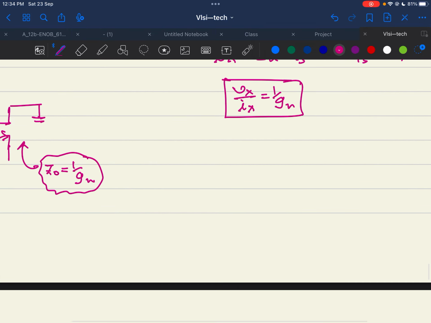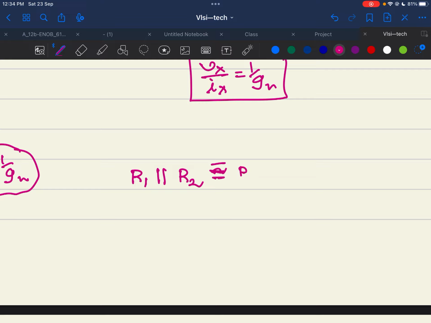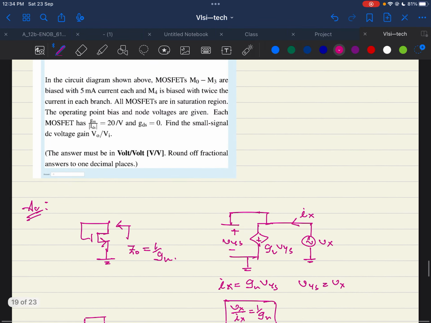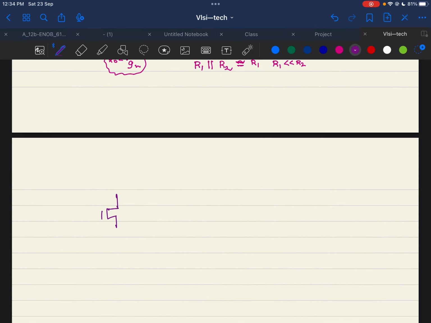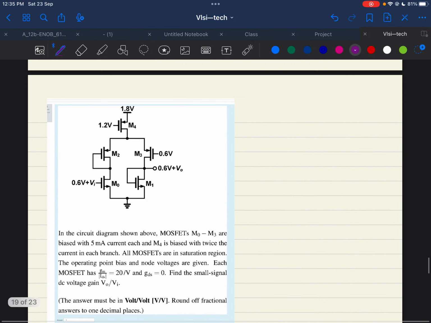Another concept: if two resistors R1 and R2 are in parallel, then we can directly say that whichever is the smallest, that will be the equivalent resistance. If R1 is very much less than R2, the equivalent is R1. We will apply these three concepts in this question. Also, one more thing: if any MOSFET is given, a small signal Vi is applied and an external circuit is present, then the current through this MOSFET will be Gm into Vi. This is the small signal or incremental current. Now we will apply this concept in this question.